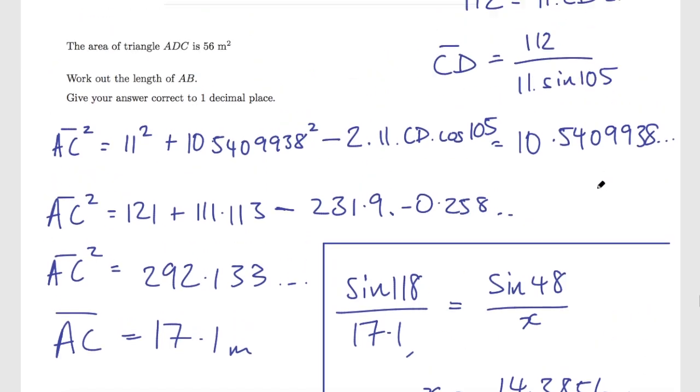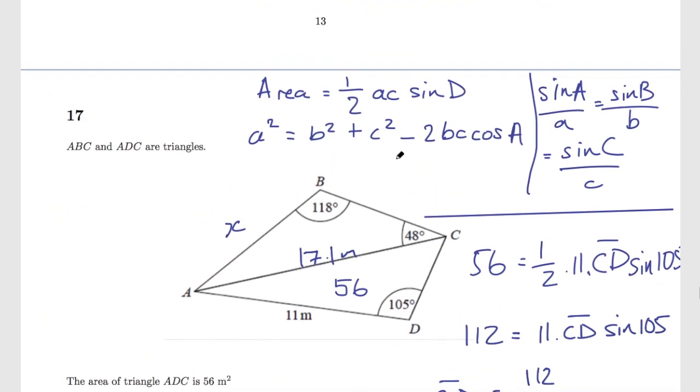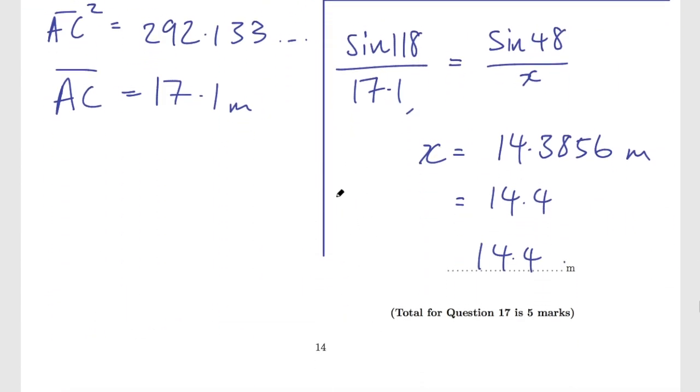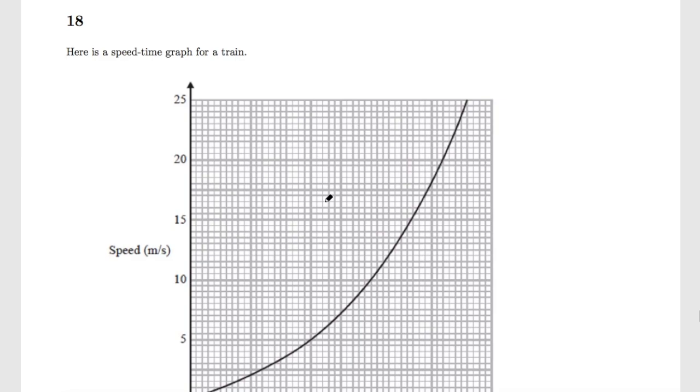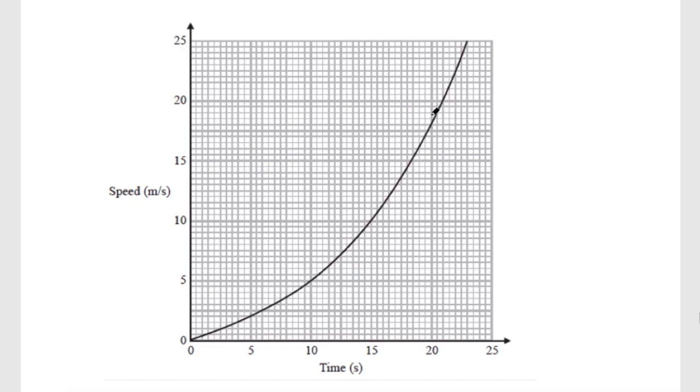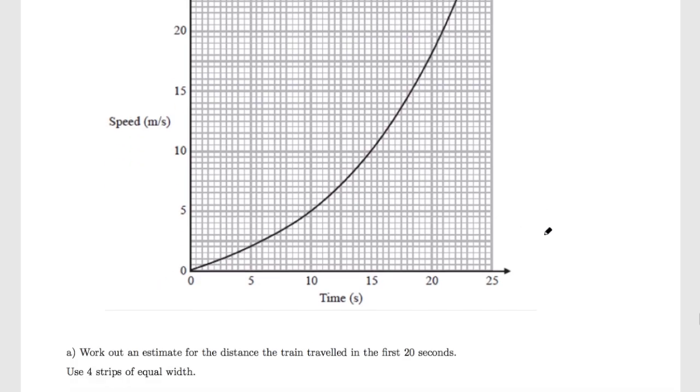Okay, so quite a long process to that question, and 3 different formulas that you needed to know. So in general, quite a difficult question, and that's why that's worth 5 marks. So on to question 18. Question 18 says, here is a speed time graph for a train, and the speed is given in meters per second and the time in seconds, and we can see the graph going up like that.